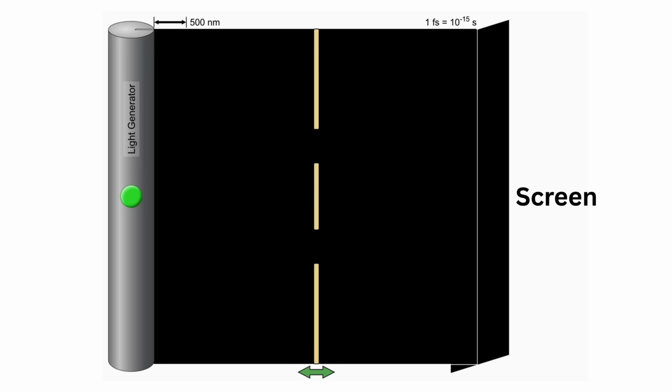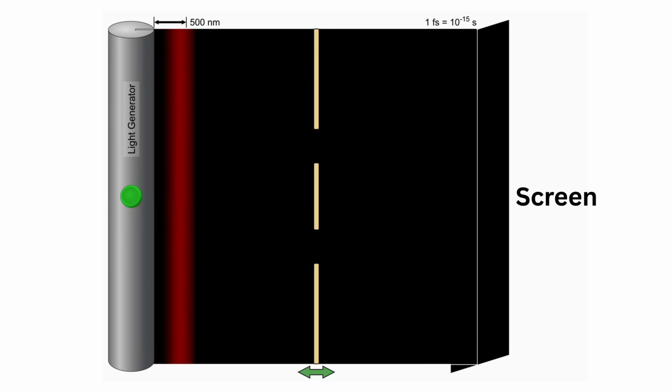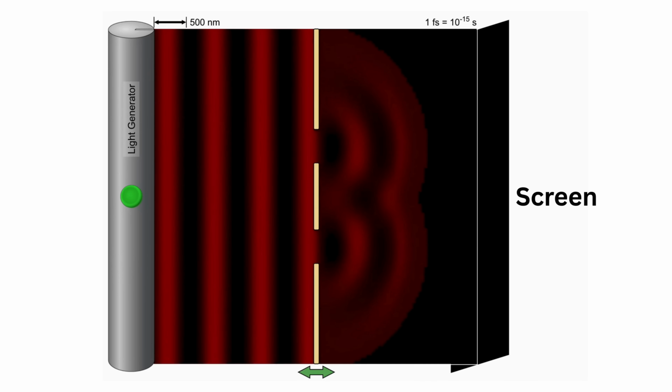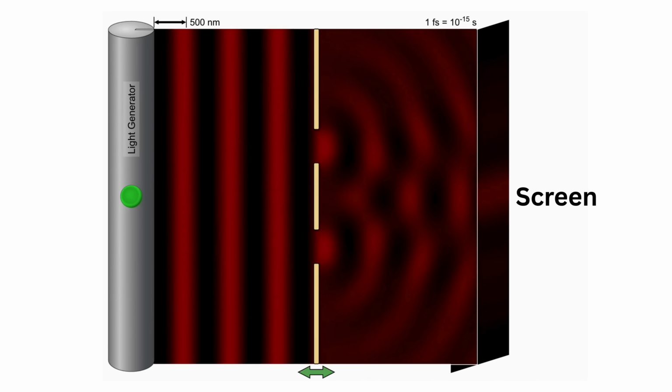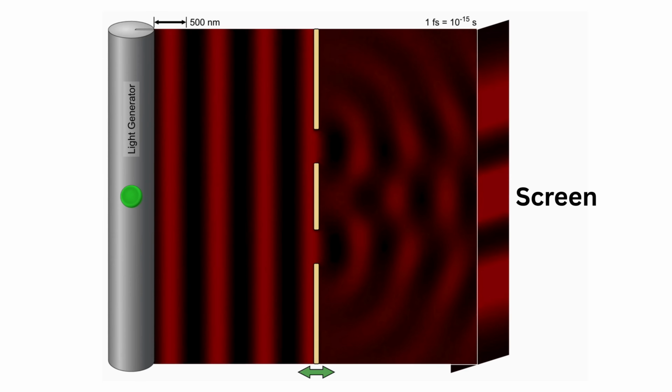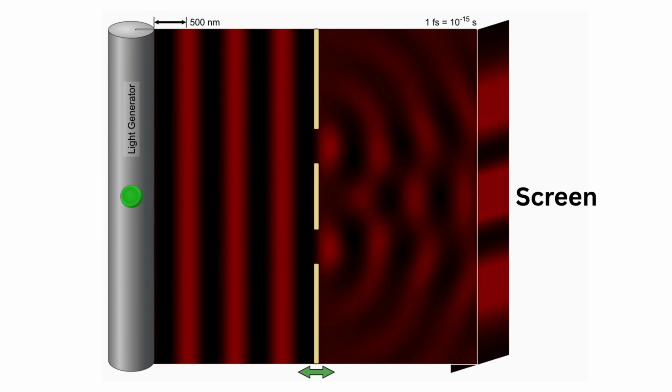One of the most famous demonstrations of interference is Young's double-slit experiment, where light passing through two narrow slits forms a pattern of bright and dark bands on a screen, which is clear proof that light behaves like a wave.